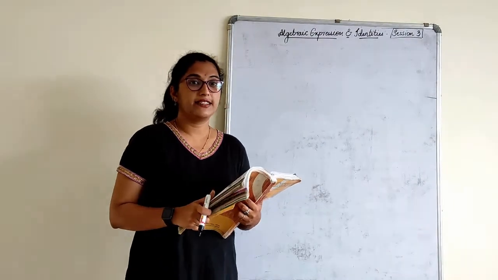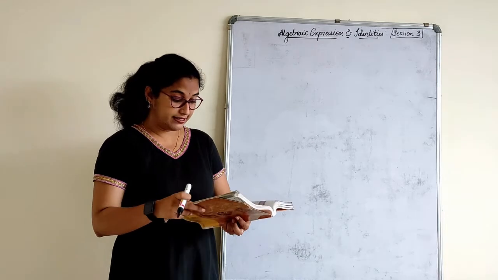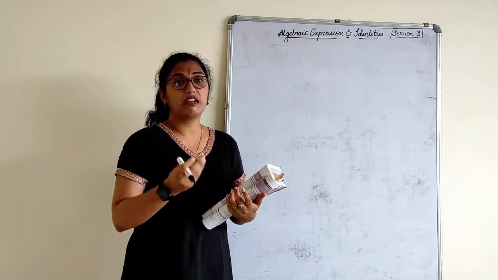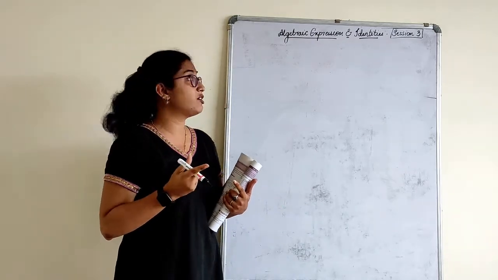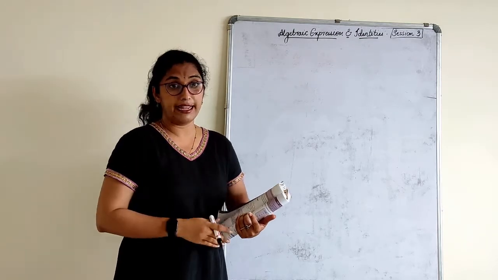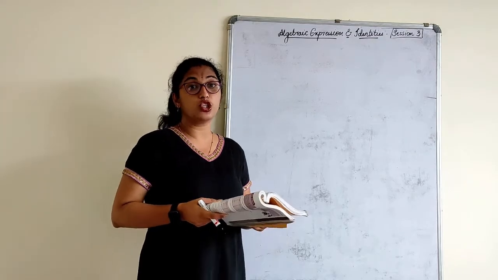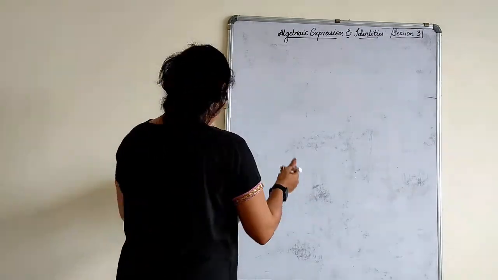Good morning. We will start session 3 on the chapter Algebraic Expressions and Identities. Till now we understood what are coefficients, what are terms, monomial, binomial, trinomial. We also understood how to add like and unlike terms. In today's session we will understand the multiplication of a monomial by a monomial. So we'll start with an exercise.